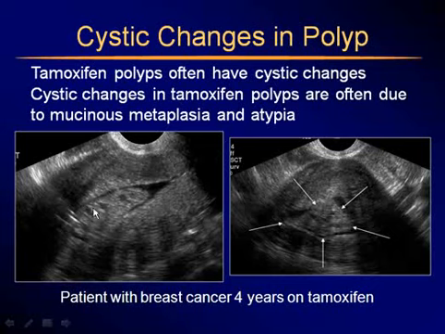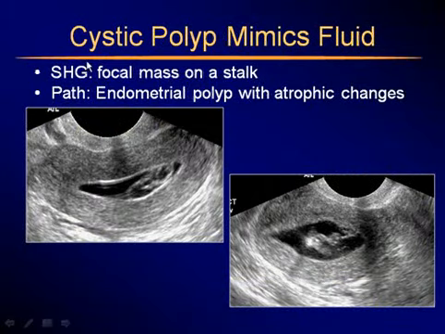Cystic changes. We have to make note of cystic changes. Tamoxifen polyps often have cystic changes, and these are due to this mucinous metaplasia and atypia that occur. So we would like to have a history from the patient, usually breast cancer history, that she was on tamoxifen or some type of a SERM. A cystic polyp may mimic fluid. This looked like perhaps some fluid in the cavity until we put more fluid in and realized that that was a cystic polyp with atrophic changes.